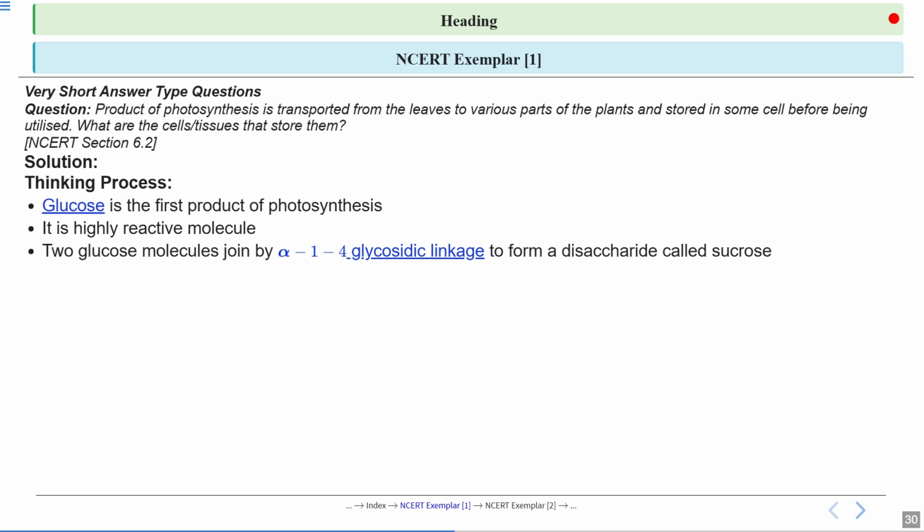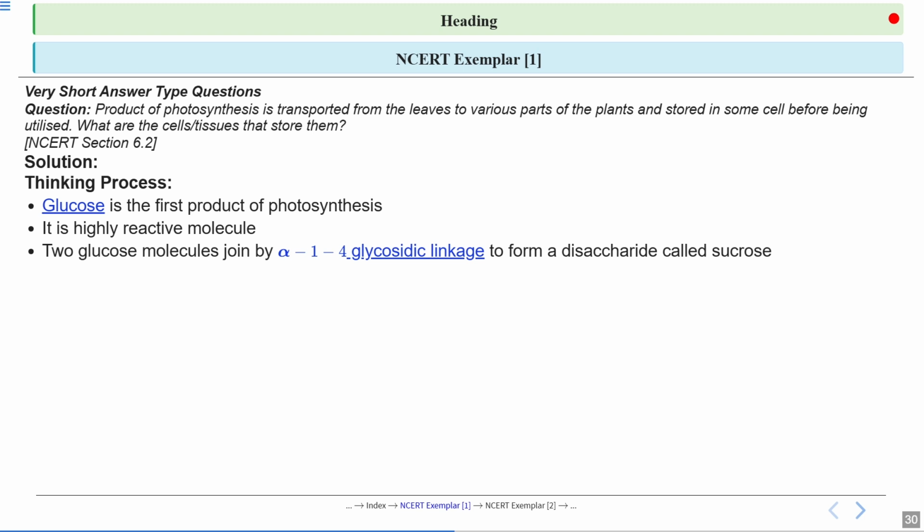This question has been asked many times in the examination. The form of the food material that is transported via phloem. So the options could be glucose, sucrose, maltose. Okay. So the correct answer is sucrose, because the glucose is a very, very reactive molecule. Yes, it is a reactive molecule. So, what does alpha 1,4 mean?